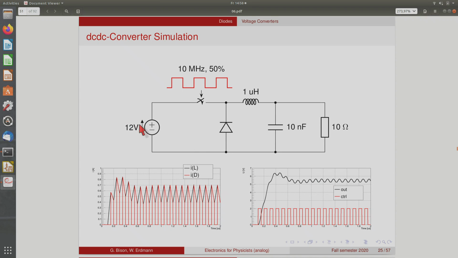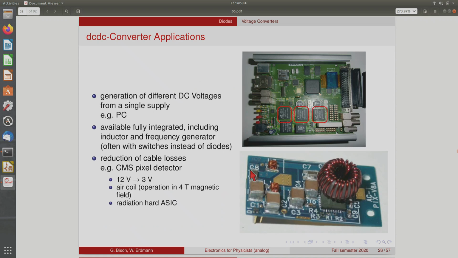So you come in with 12 volts here, and you see this wavy output voltage that is now 6 volts because we have a duty cycle of 50%. Okay, so this is the so-called buck converter, and these are frequently used to come in with a higher DC voltage and produce lower DC voltages. And it can be regulated very easily through the duty cycle of this chopper.